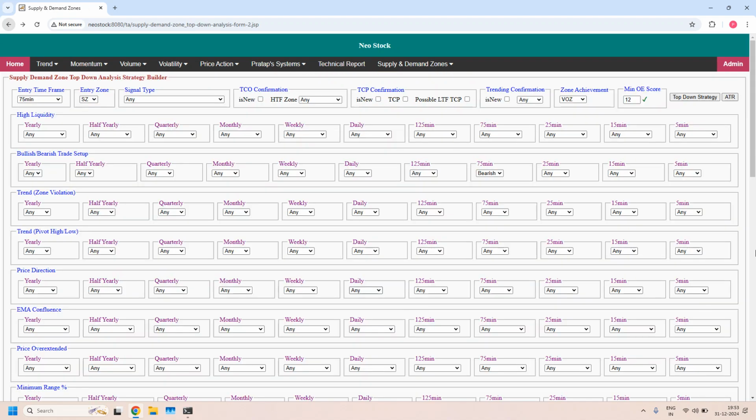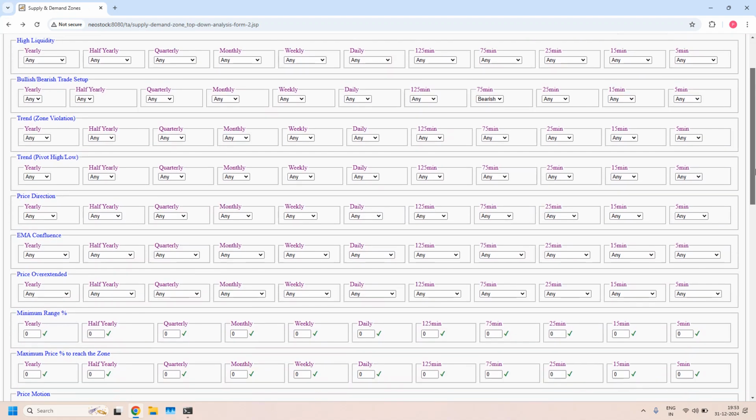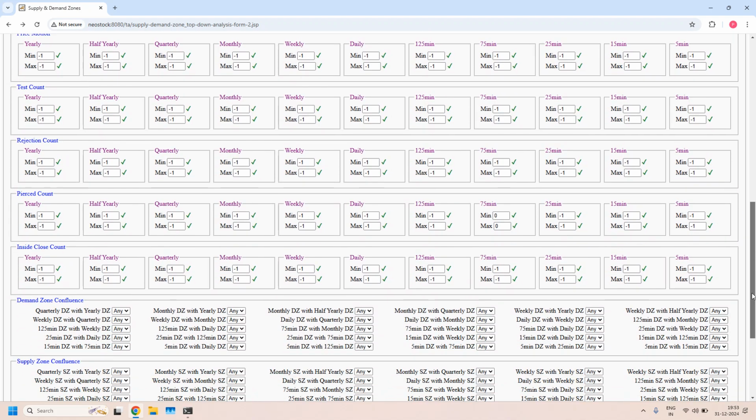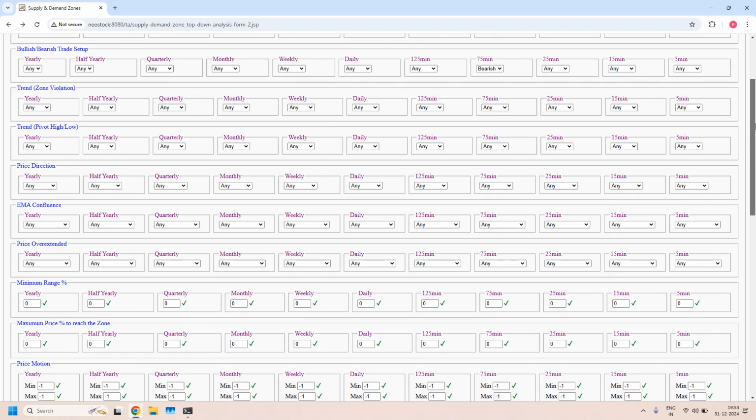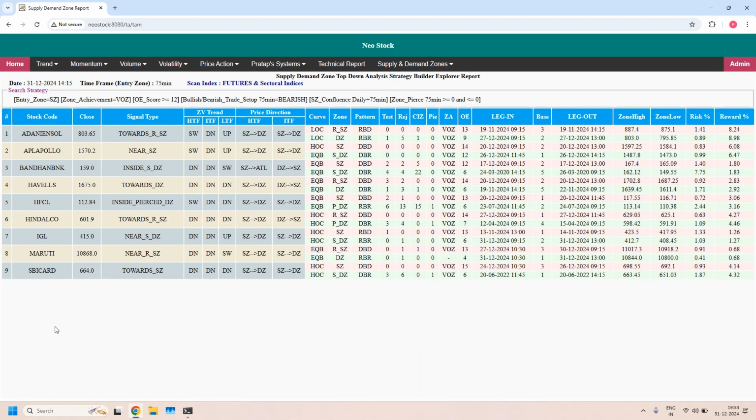Let's verify. That is 75-minute supply zone with daily supply zone confluence. I am enabling that filter. With this filter, now the list has come down to 9. In all these 9 stocks, these 75-minute supply zones are part of the daily supply zone. That is zone confluence. And the daily trend is down in all the stocks, that is ITF trend.